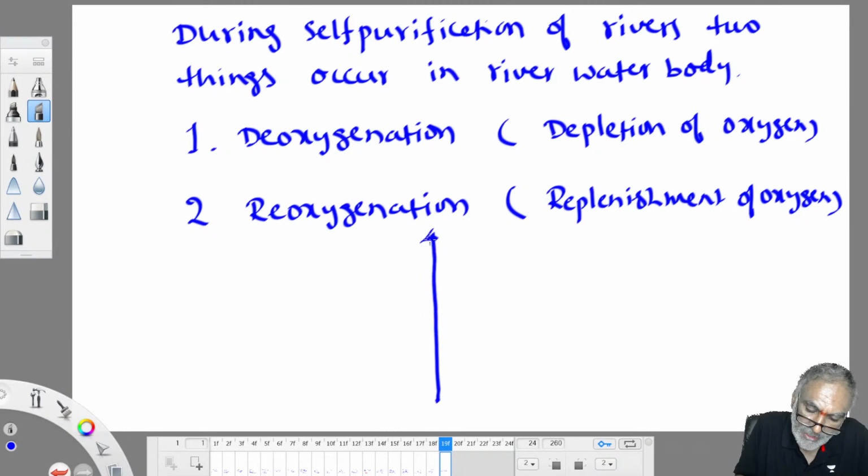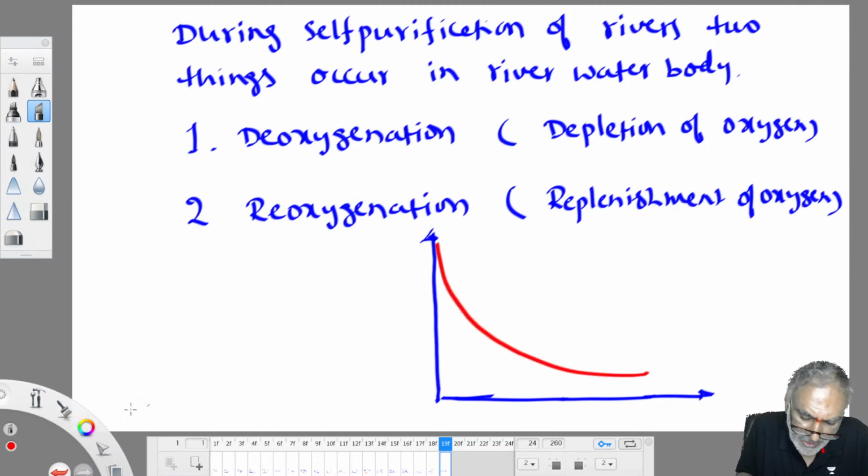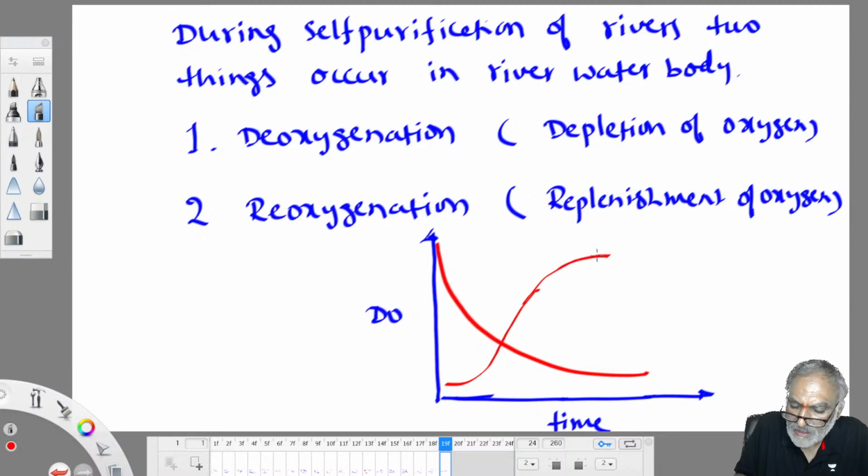After disposal, two things happen. One is deoxygenation. DO levels in the water body, if you measure after disposal with time. On the other hand, reoxygenation also occurs. This is reoxygenation. So depletion of oxygen occurs on one hand, deoxygenation, and this is reoxygenation.